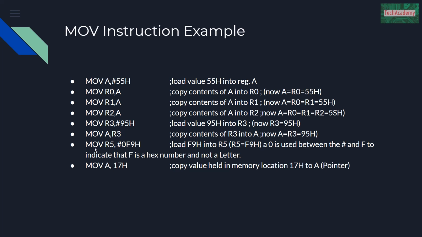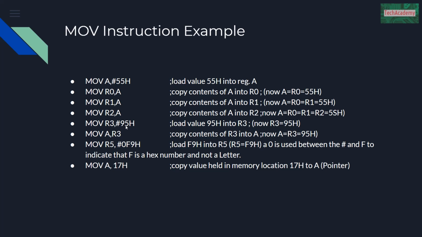Then the next instruction is move R5 comma hash 0F9H. So this will load an F9 hex value into R5. But we see there are three digits, right? 0, F and 9. So why have I written this as three digits and not as two digits, as in the earlier examples?